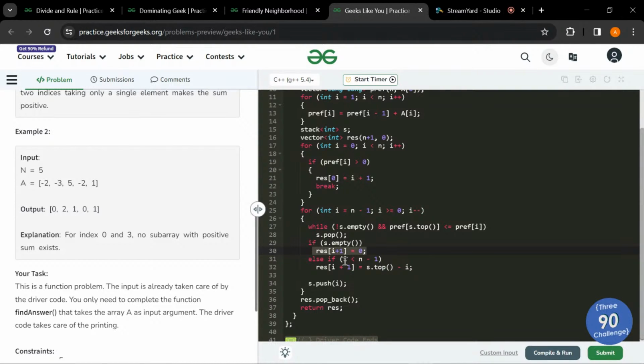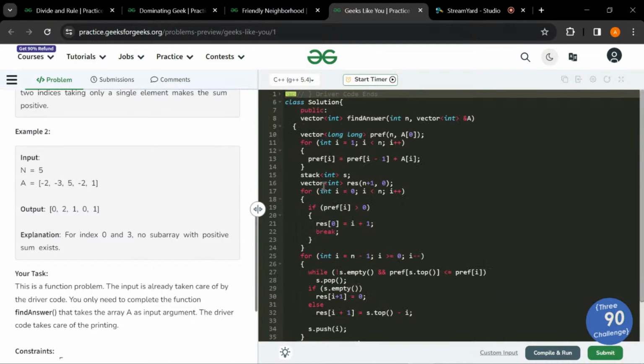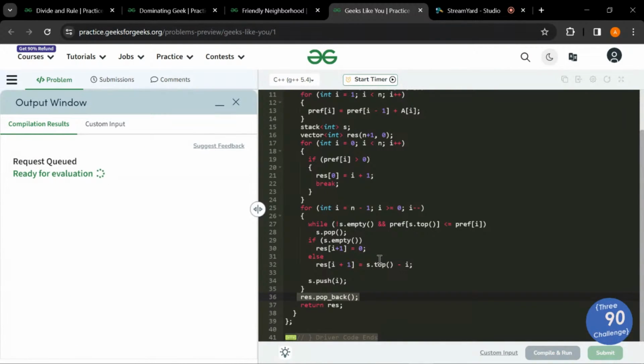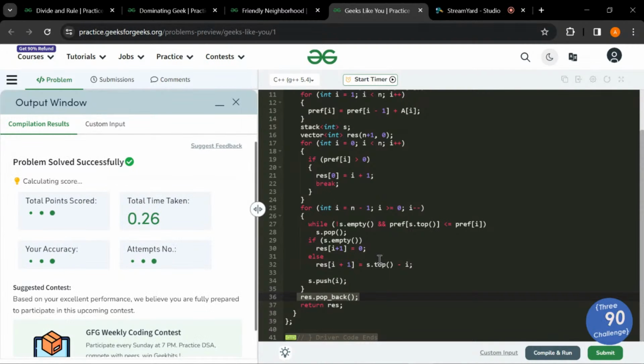Otherwise, here I am checking, yeah, otherwise I guess we can remove this thing. Otherwise, answer of i plus 1 is equal to st.top, right? st.top is the first, smallest y, minus i, the number of elements starting from index i plus 1. Then we'll push this i in the stack, and simply remove the last result, because I am also storing the result for index n. Here you can see the result vector is of length n plus 1, so that's why removing the last result. All right, so successfully submitted.